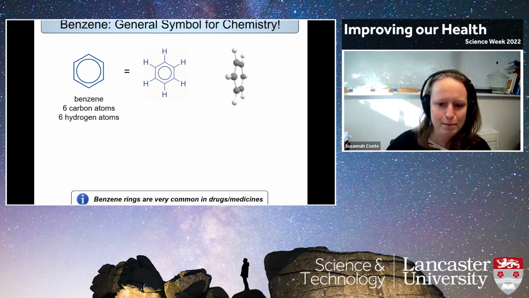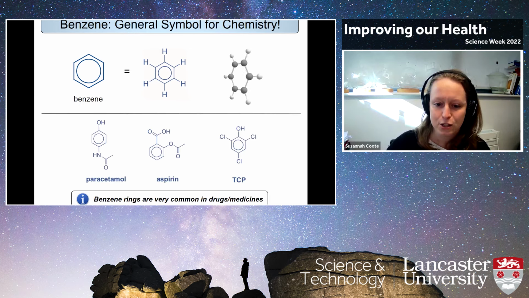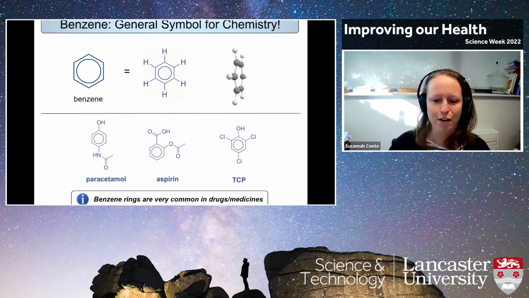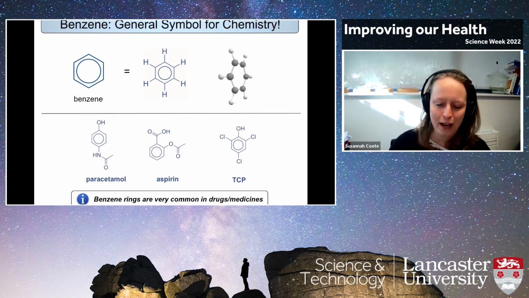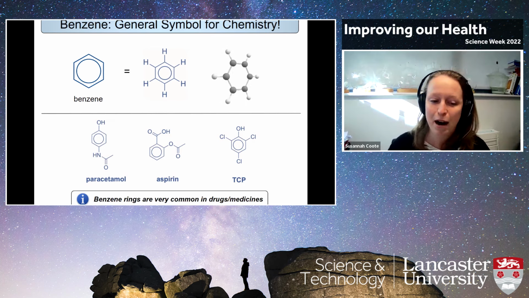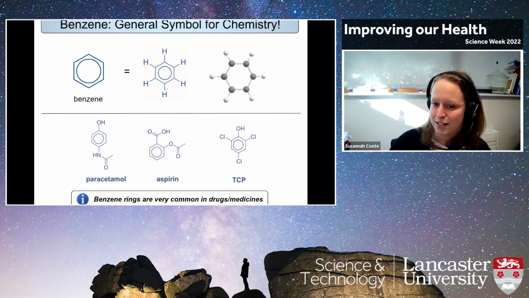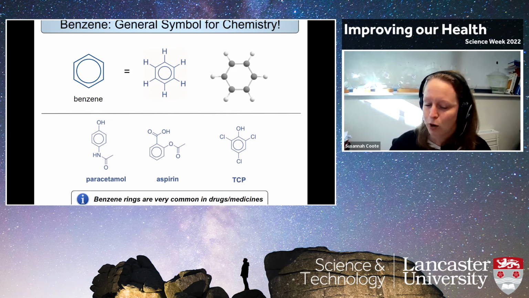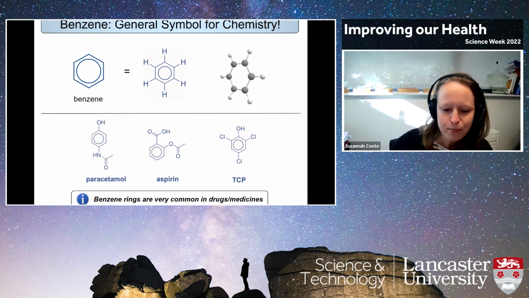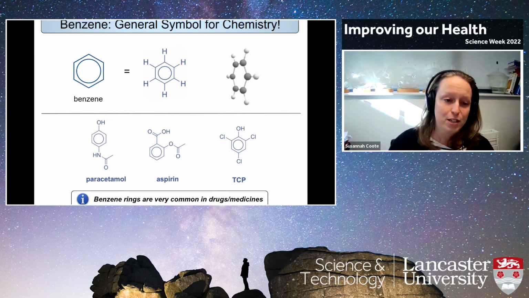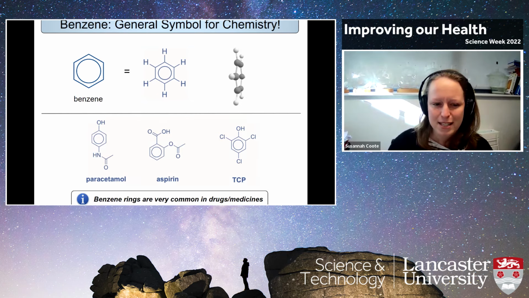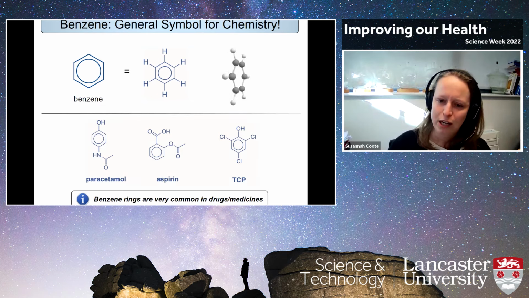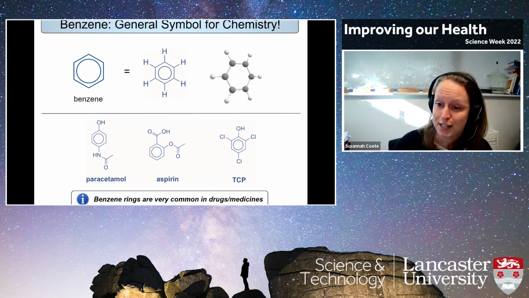I said before already that benzene is ubiquitous in everyday life. Just to pick 3 very common things that you probably have in your own homes, paracetamol, aspirin, and TCP all contain one of these benzene rings. So benzene is very common in chemistry, but benzene, C6H6, is not the only way that we can arrange 6 carbon atoms and 6 hydrogen atoms.